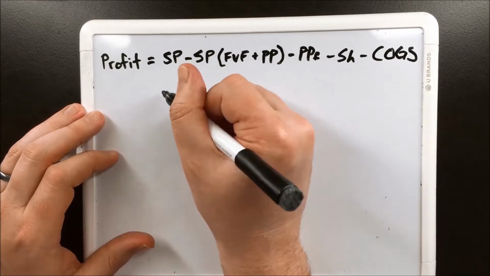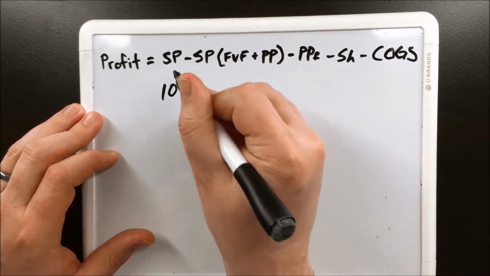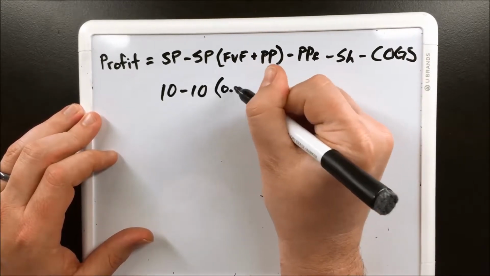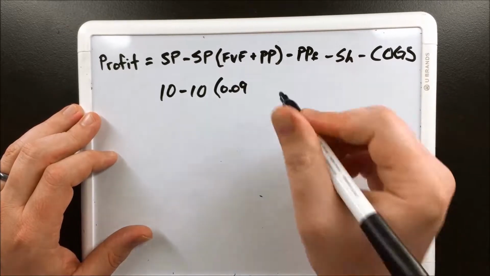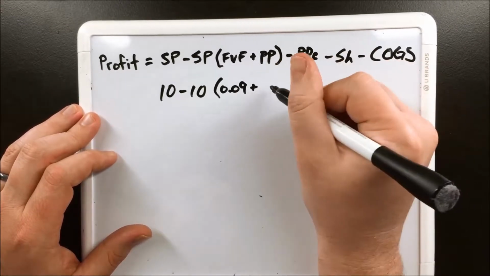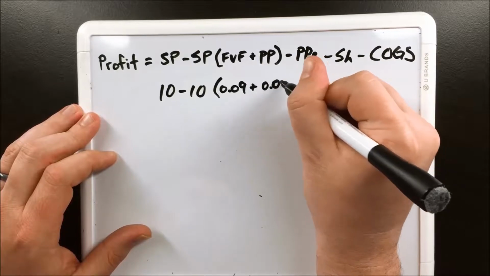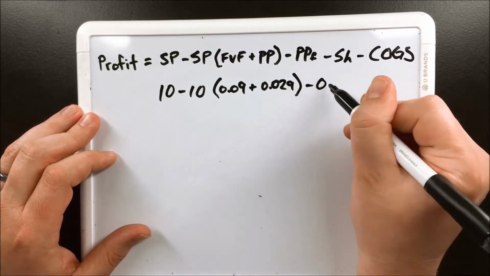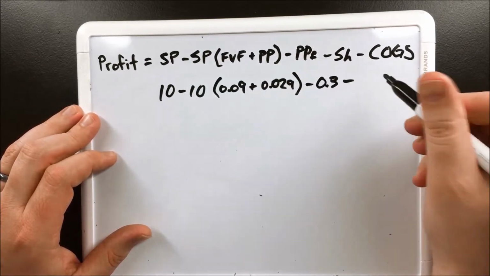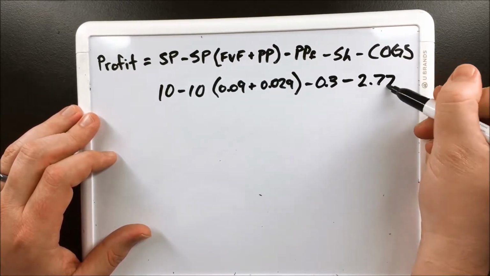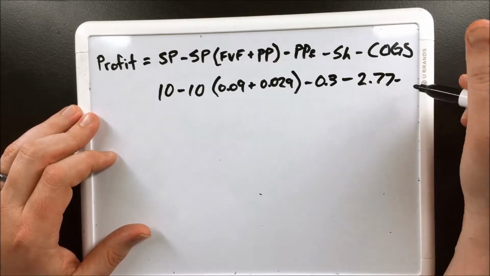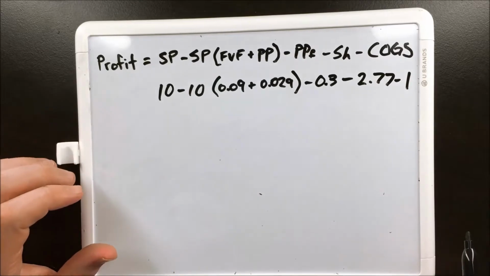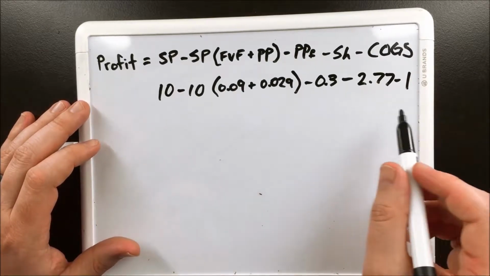Okay, so we can make an example with this one. $10 selling price minus 10 times 0.09 for a store final value fee plus 0.029 for the PayPal percentage, minus 30 cents, minus $2.77, minus $1. So this sample here is for one of the CDs I would be selling.